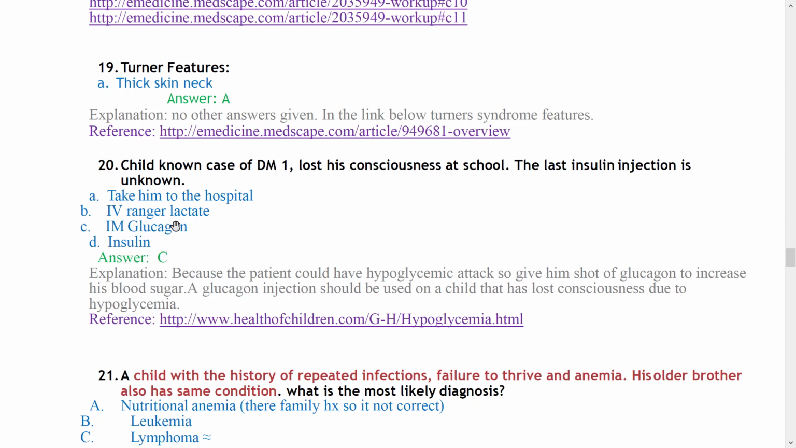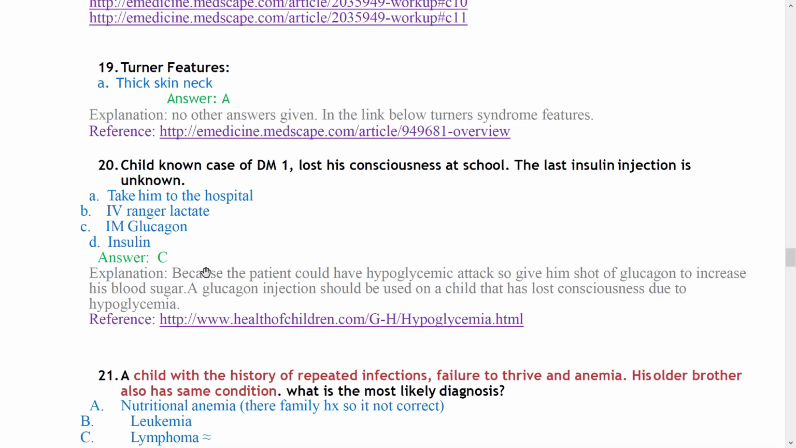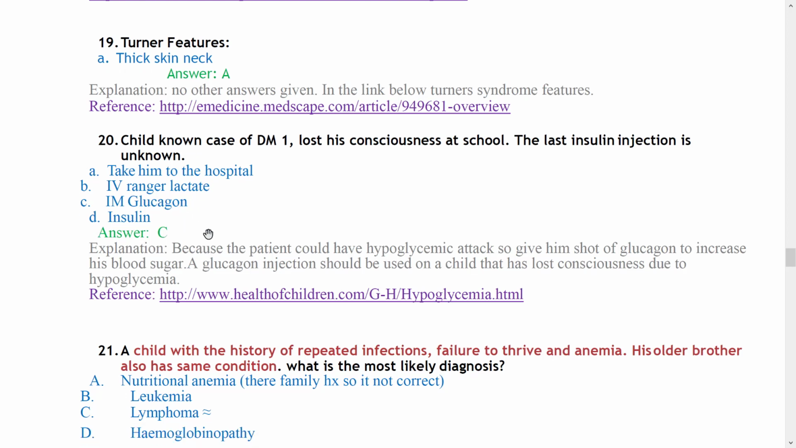You would give IM glucagon, or before even that, you would give honey or anything sweet to help raise the blood glucose. And sometimes they use that first, the honey or the sweet material, and then if it doesn't improve, they use the glucagon as it's a severe case.